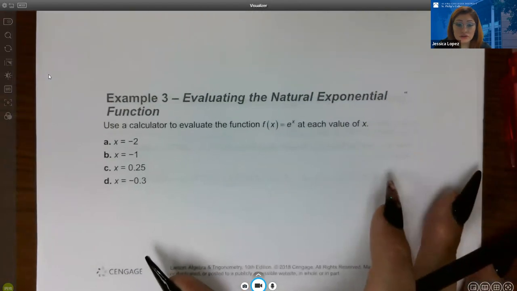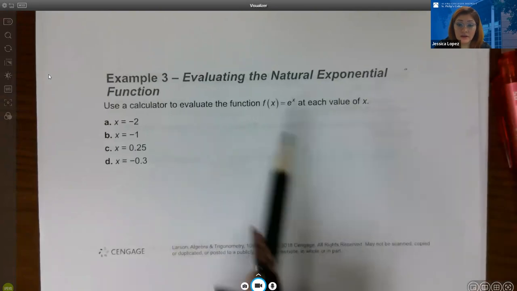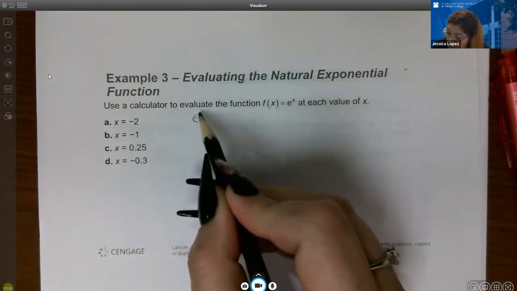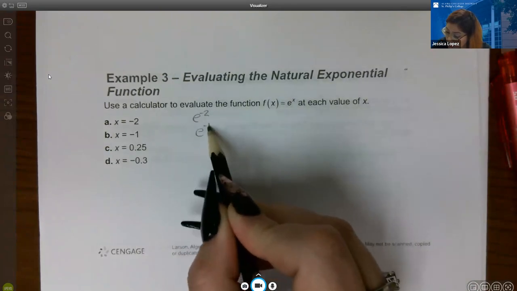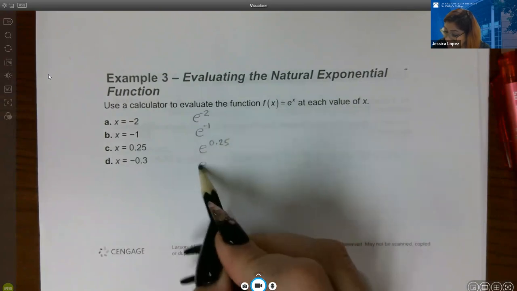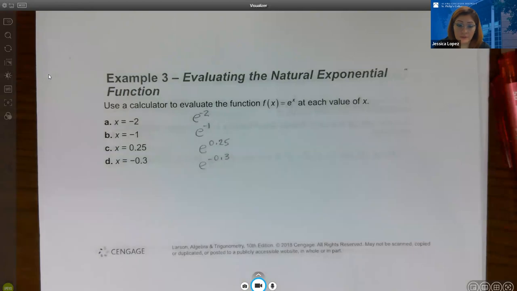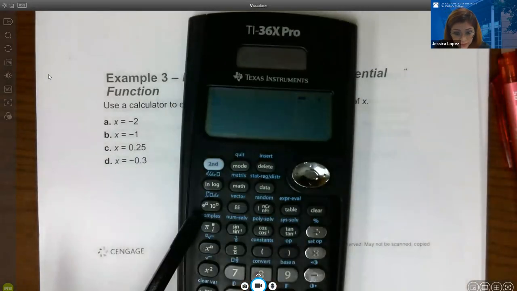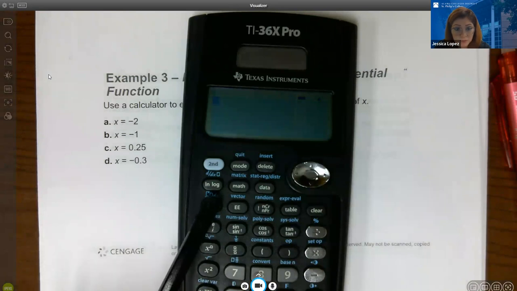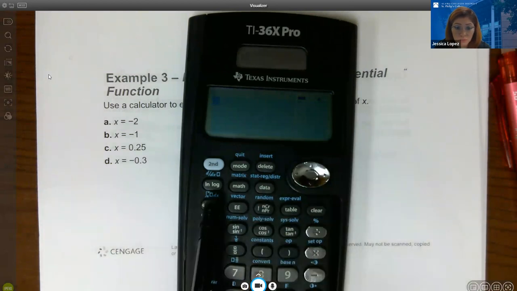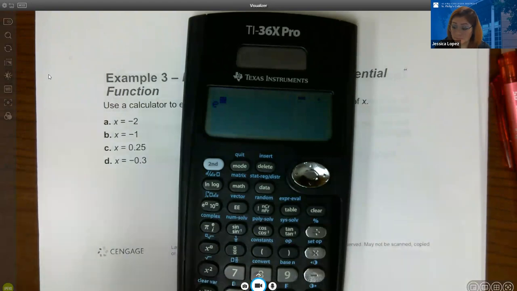So here they want us to use our calculator to evaluate e to the x at each one of these x values. So for the first one, that's e to the negative 2, e to the negative 1, e to the 0.25, and then e to the negative 0.3. In your calculator, you have a button that has e box. If I push it once, it pops up e. If I push it again, it changes it to the 10. So make sure that you only push this button once so that you have the base e.